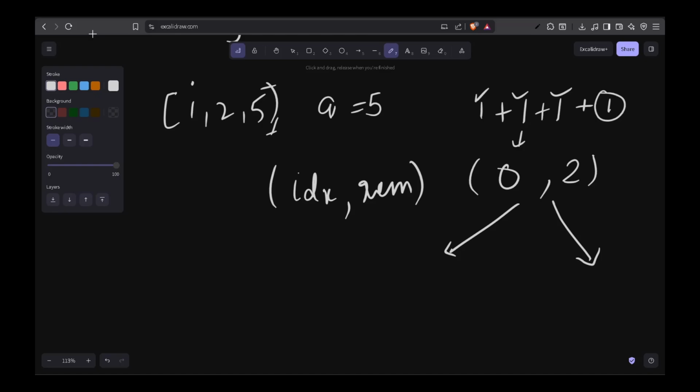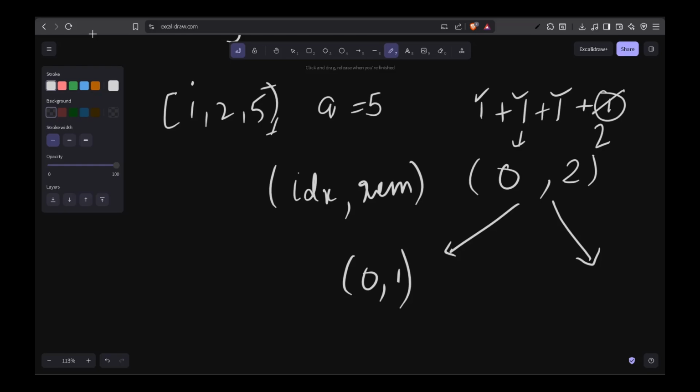If we do that, the next call would be 0. It will remain same because we have not moved on from 1 yet, and the amount will reduce by 1. That means 2 becomes 1, right? Or what we can do is, instead of adding 1 here, we can add a 2. That would make a 5.